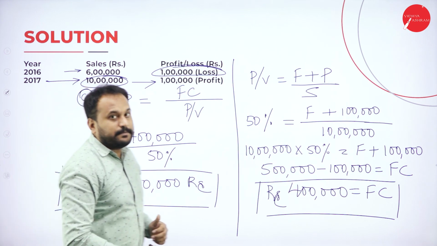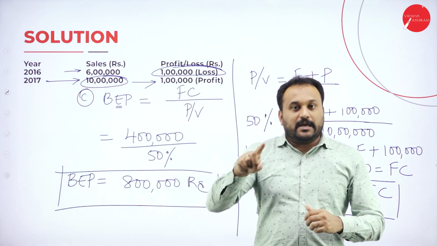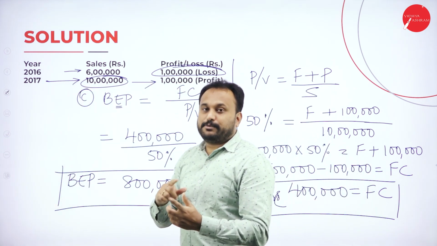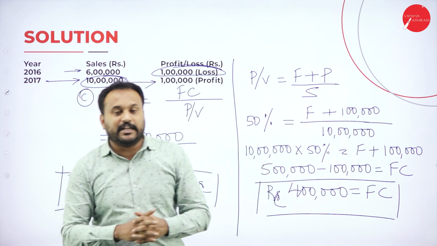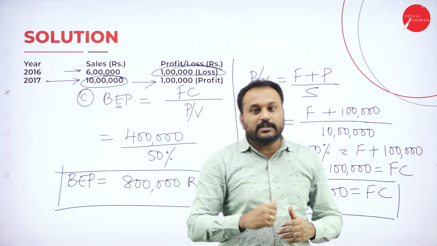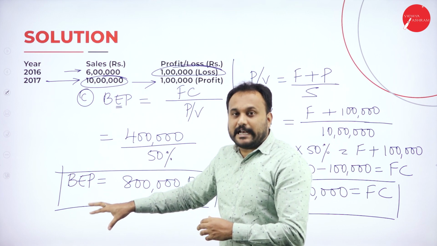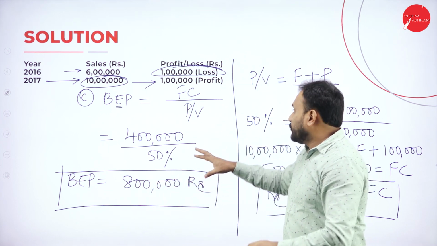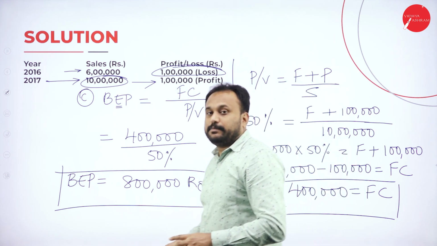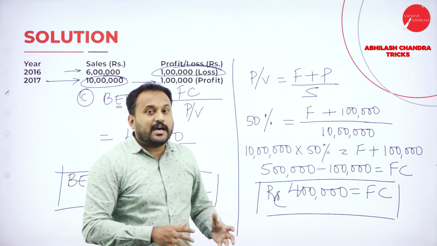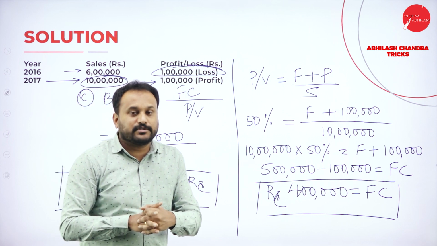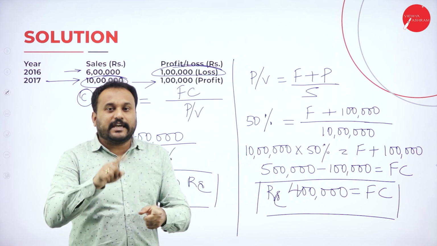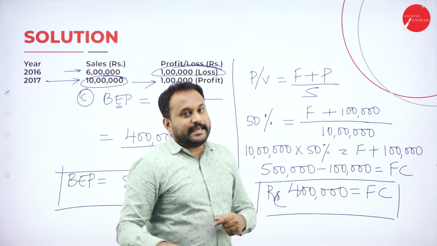I'm done with my BEP also. So APV we have done. Next we went with MOS of 2017. We cleared it. Now I have given you the homework of that MOS value. The third one we went with is BEP. To find fixed costs, I told you what we are supposed to use. That is the Abhilash Chandra tricks: PV is equal to F plus P divided by S.